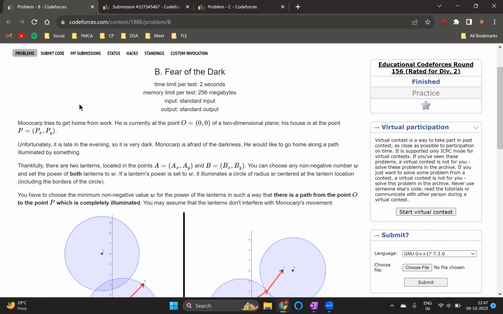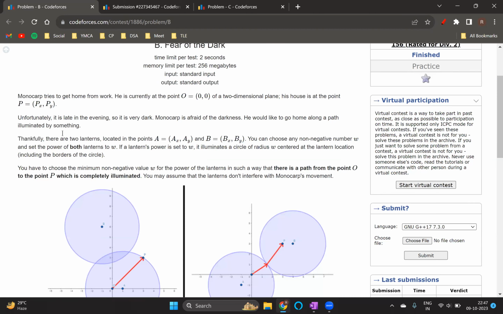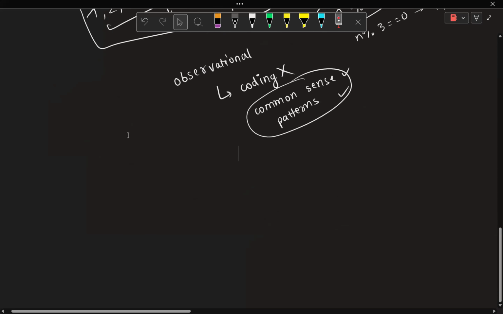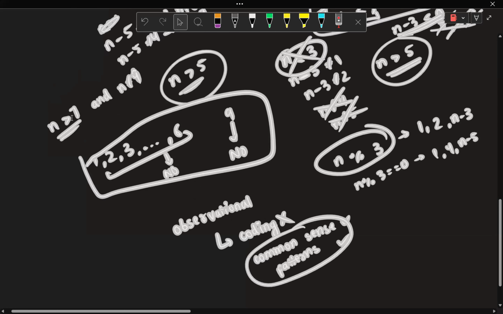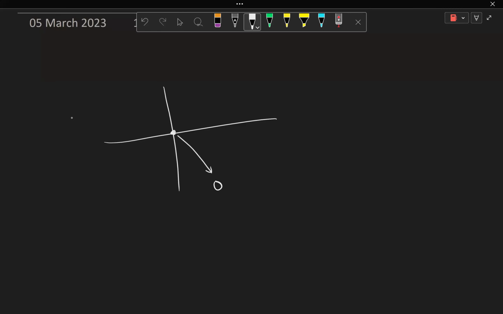Just give it up. Okay, so the second problem we have. In the second problem, there is a graph. You have point O at the origin. You have point P somewhere, not necessarily in the first quadrant. It can be anywhere. And you can have a point A and a point B. Again, they can be anywhere on the plane, but they won't coincide with each other. They would be at some distance from each other, not at the same place.